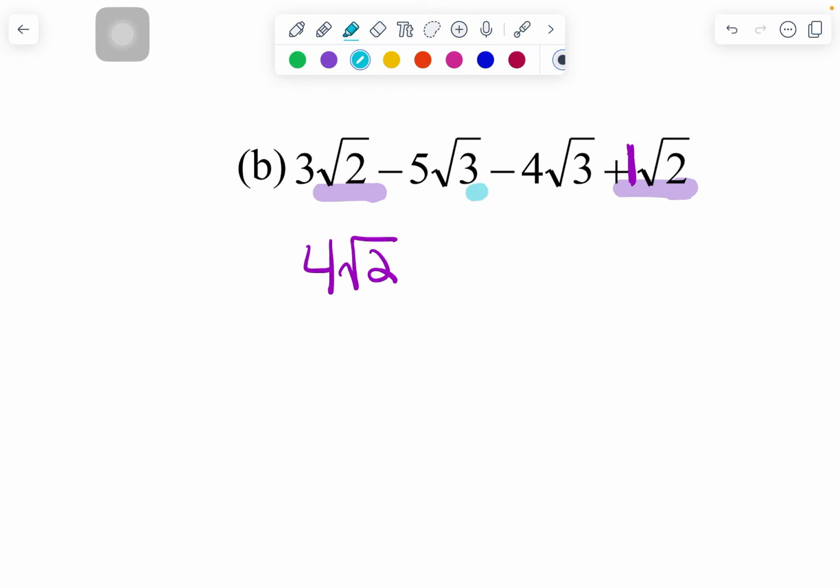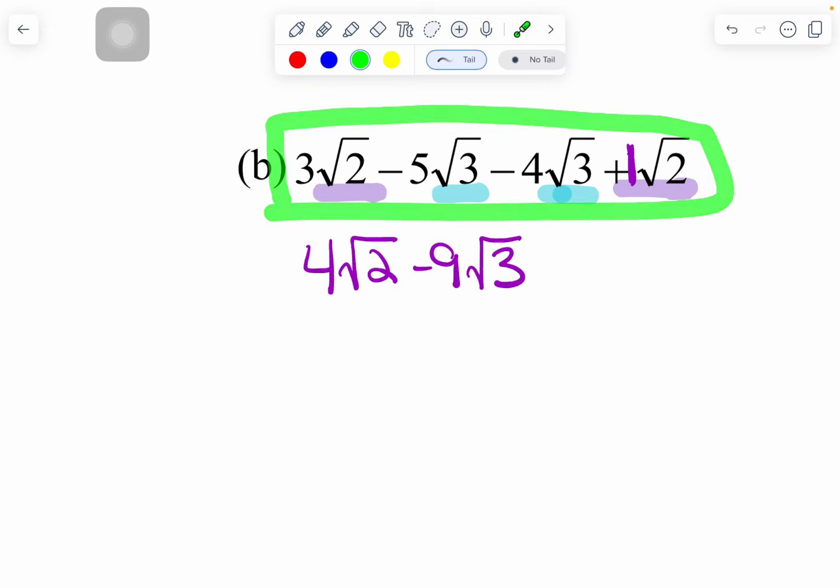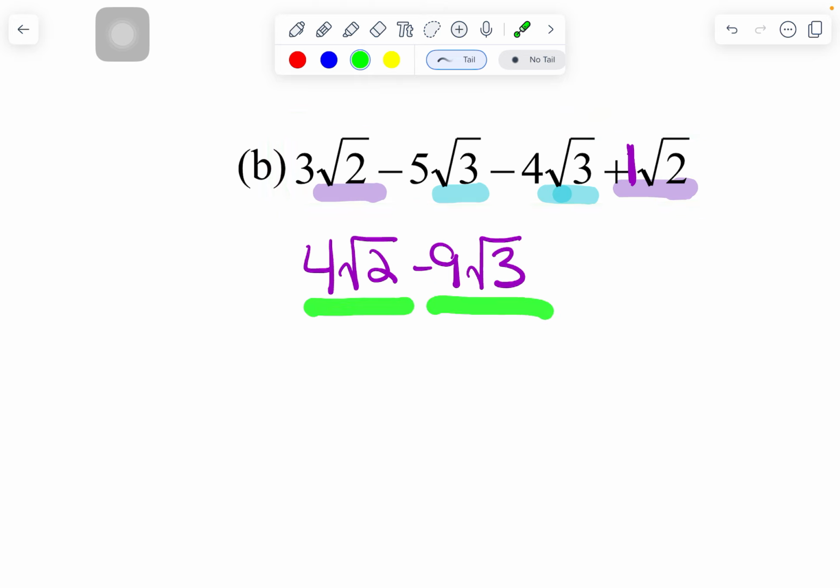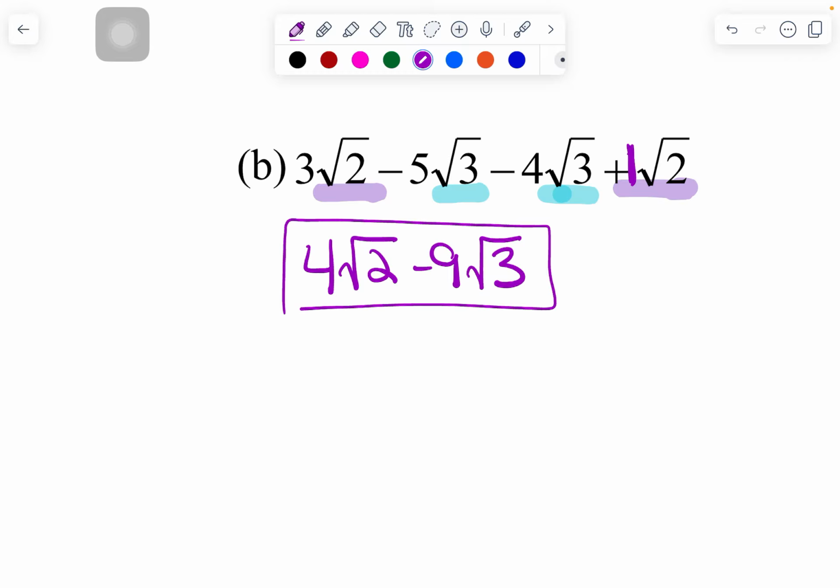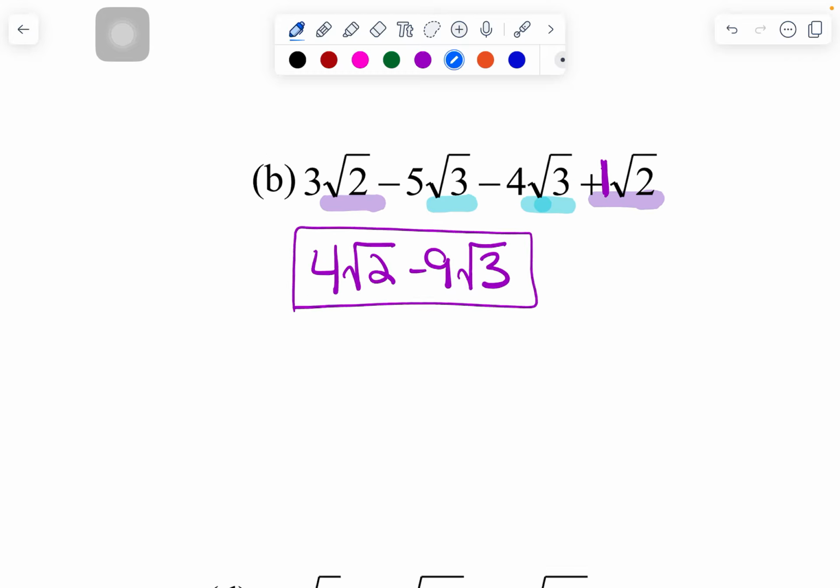And then separately, I've got a root 3 and a root 3. So those I can combine. So there's my root 3. If I look at the numbers in front, I have a negative 5. Yes, the sign here goes with the 5. So negative 5 and a negative 4 gets me a negative 9, or minus 9. Combining all the terms here that I can, I get 4 root 2 minus 9 root 3. At this point, I am done. A root 2 and a root 3 cannot be combined by subtraction in this case. So part B is done.